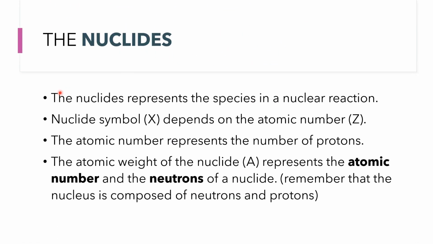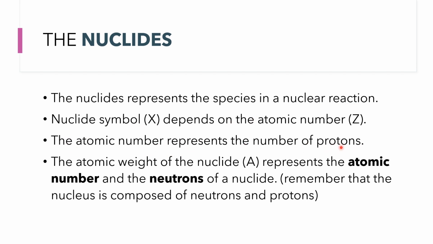So then the nuclides represents the species in a nuclear reaction. Nuclide symbol, which is the X kanina, depends on the atomic number. Ganito. So if we have to determine the symbol of a nuclide, ang titignan natin is yung atomic number. Kung ano yung specific atomic number niya, yun ang kanyang element symbol. So the atomic number represents the number of protons.